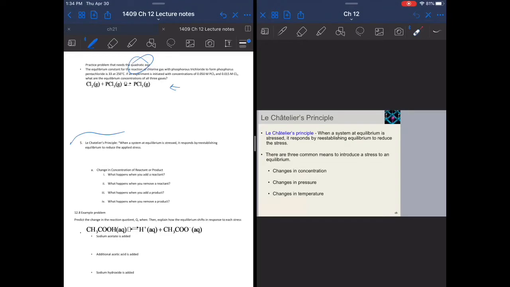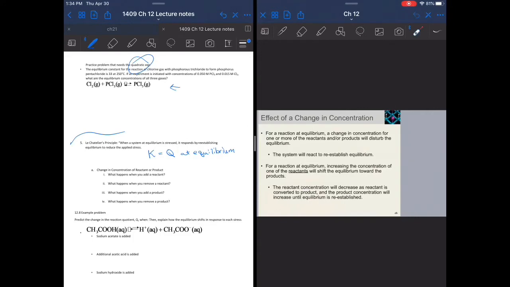One thing we want to remember is that K equals Q at equilibrium. We want to remember what Q is. Q is the equilibrium expression when it's not at equilibrium. K is at equilibrium. So what happens if we change the concentration?